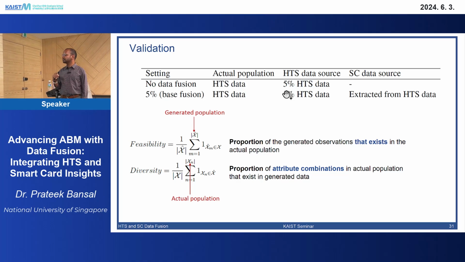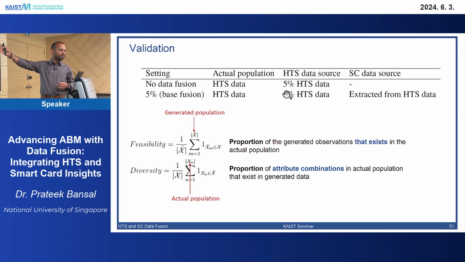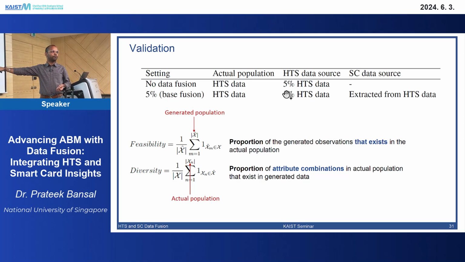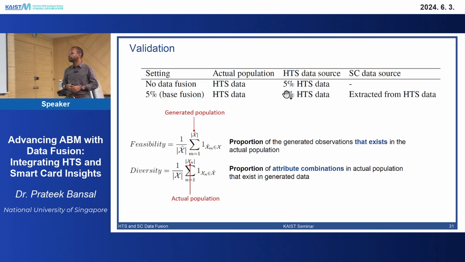And the second is the proportion of the attribute combinations that exist in the actual population that also exist in the generated data, right? So what part of the population are we able to present using this method? If you use the deterministic method, you will get 100% feasibility because you are just extrapolating the HTS data, but your diversity will be very low if you just use a deterministic way of extrapolating your HTS data to the synthetic population.